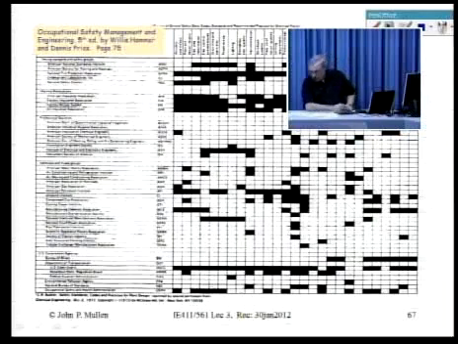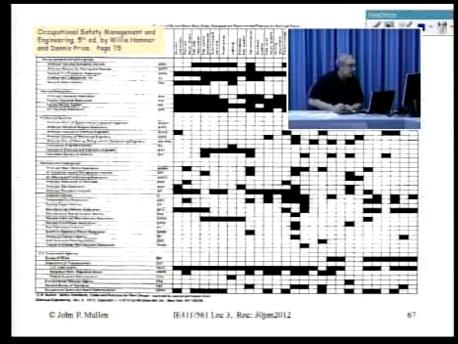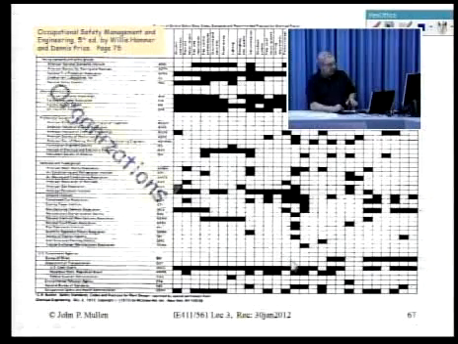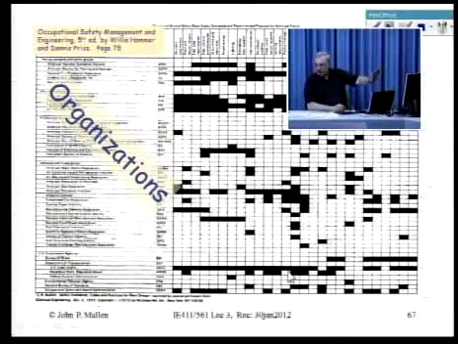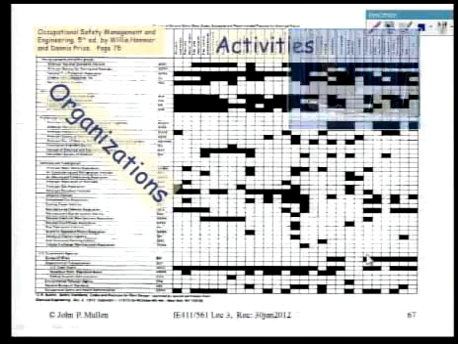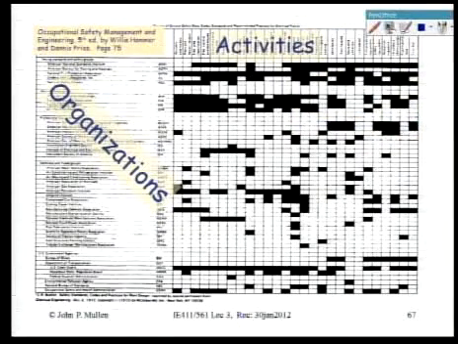Okay. Even on the handout, you can't read this. This is Occupational Safety Management Engineering 5th edition by Willie Hammer and Dennis Price. This here lists all the organizations that have voluntary standards for the chemical industry. And up here are all the activities that go on in those industries. And what you see in the middle here is this activity is regulated by this organization.